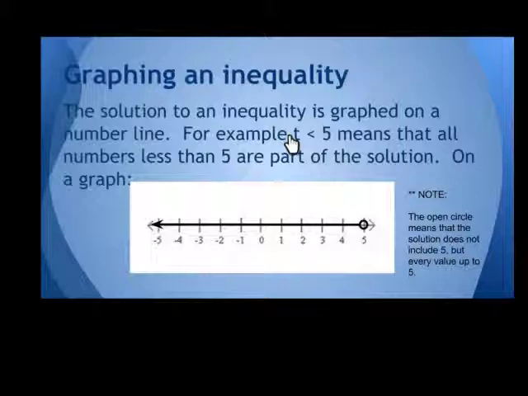So a little thing to note, an open circle when you graph your solution goes with the less than or greater than sign. It means that the solution does not include that number, but goes all the way up to that number.